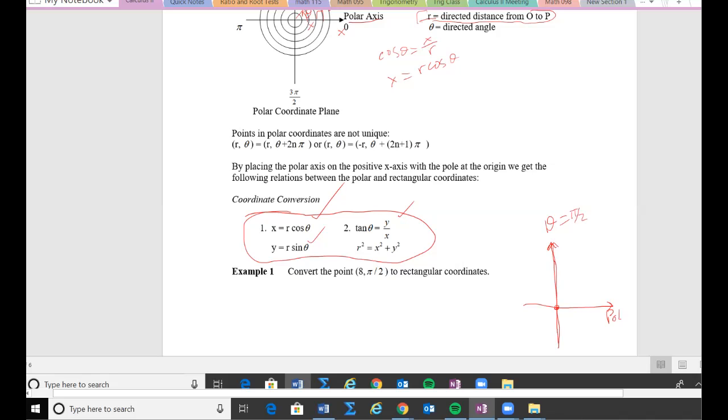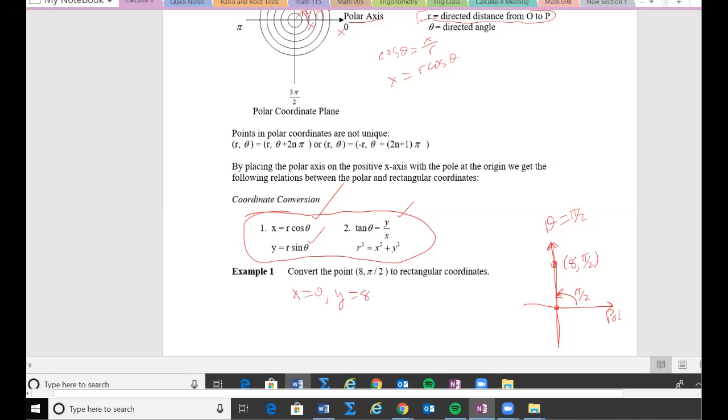Now, so I'm at pi over 2, which comes out this way, pi over 2. And I have 8 units positive. That means coming upward out this way along the ray, in the same direction as the ray. I come out 8 units. So this is 8, pi over 2. Now, we can see pretty readily, because I have it in the drawing here, that my x is 0 and the y is equal to 8. That's pretty evident from here.